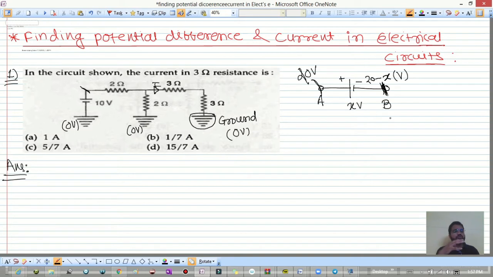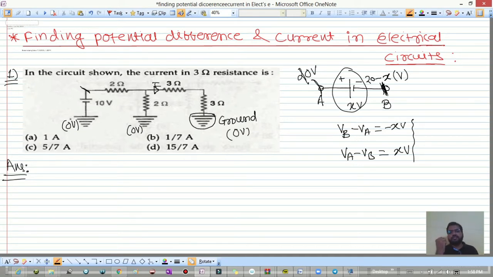So potential difference, that VB minus VA must be equal to minus x volt, or else VA minus VB must be equal to x volt, right? Higher point potential minus the lower point potential is the potential difference across this, or else lower point potential minus the higher point potential is the negative of potential difference across this. So I hope this is clear to you all. So this is the basic prerequisite we have.